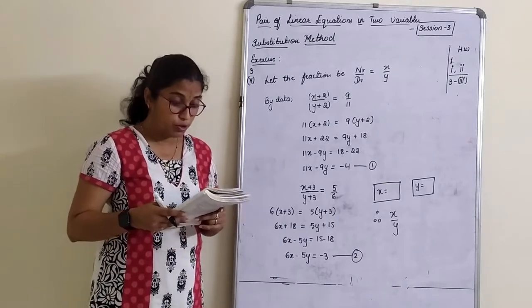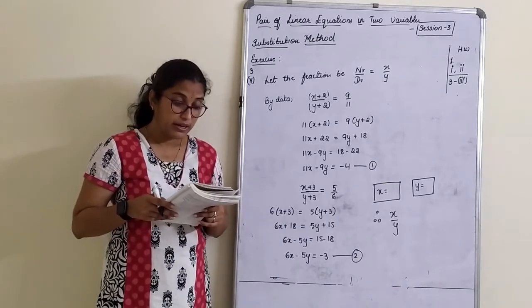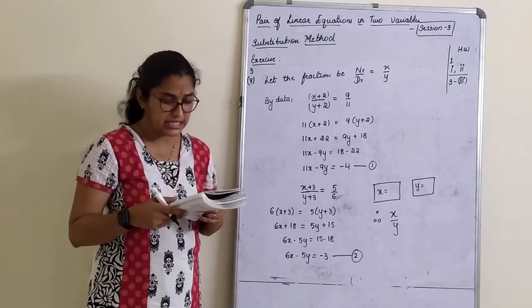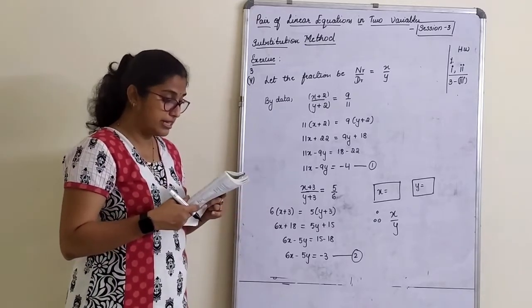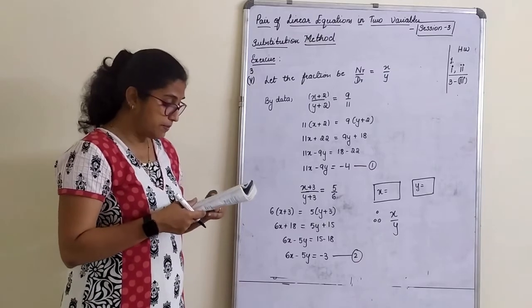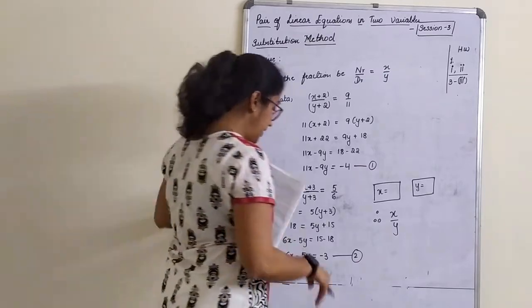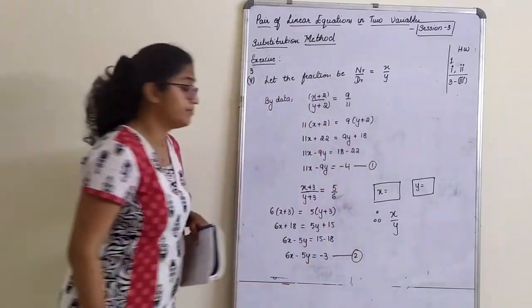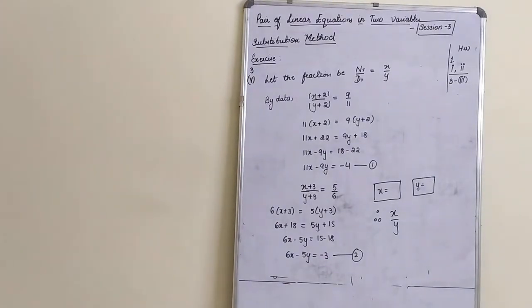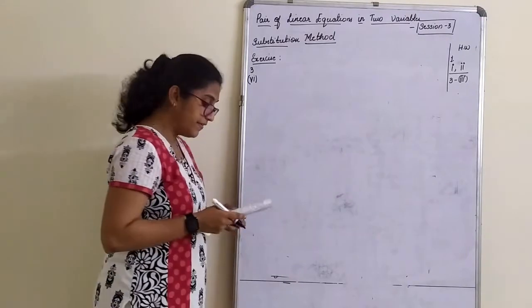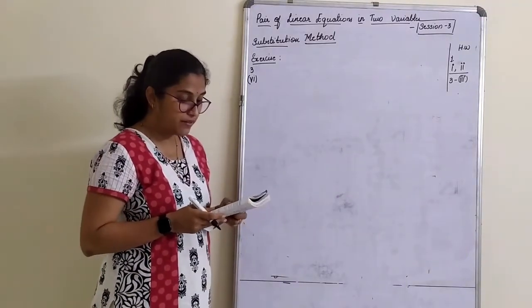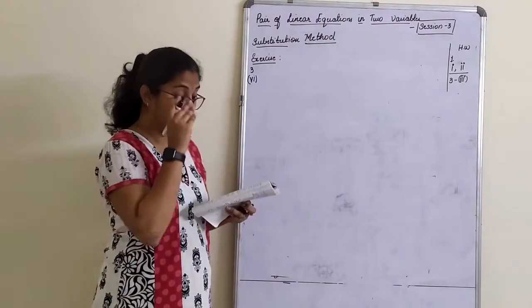So, we'll move on to the last question here. That is, 5 years hence, the age of Jacob will be 3 times that of his son's age. So, what are their present ages? Let us just find. 5 years hence, the age of Jacob will be 3 times that of his son.